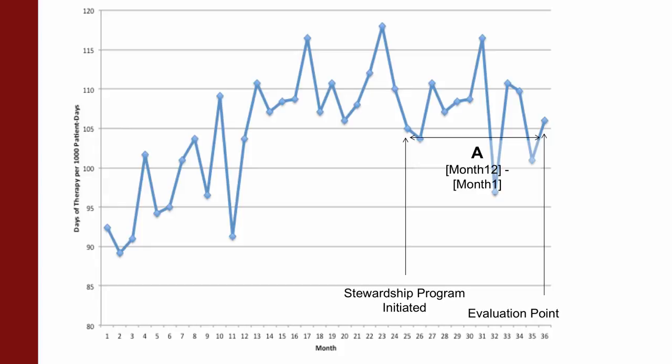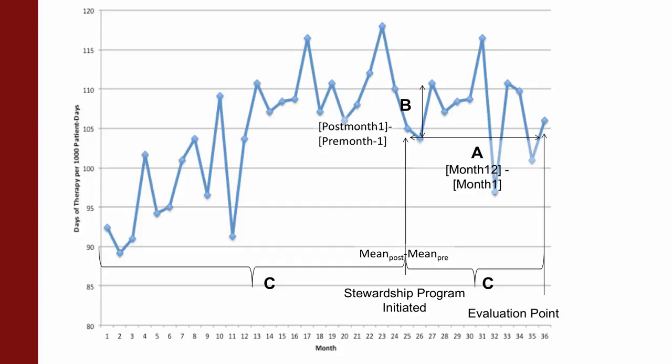Even worse would be comparison of the utilization immediately before to immediately after the initiation of the stewardship program. It's unlikely there would be enough time to see a true effect, and instead, the random variation might lead to the conclusion that the program increased utilization. Many studies would report the mean use in the period before the intervention and mean use during the intervention period, indicated by C. But this doesn't account for the underlying trend in utilization, which was clearly increasing before the intervention and which flattened out afterwards.